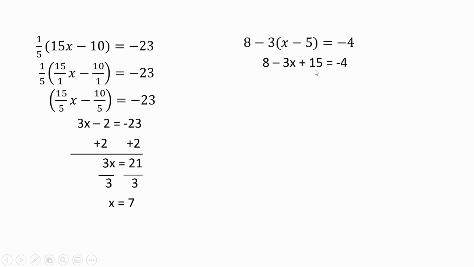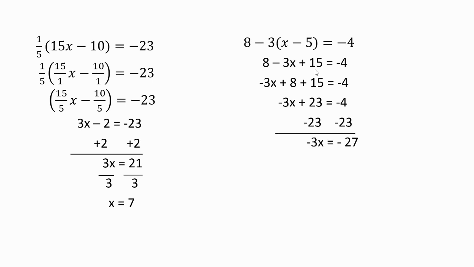Now I'm going to combine like terms. The 8 and the positive 15 are alike, so I just went and wrote those next to each other. Combine those, then I'm done simplifying. I'm going to subtract 23 to both sides, use the subtraction property of equality. Those add up to 0, the 23 and the -23, and then I can divide both sides by -3. Right, those reduce to a 1, and x equals 9.